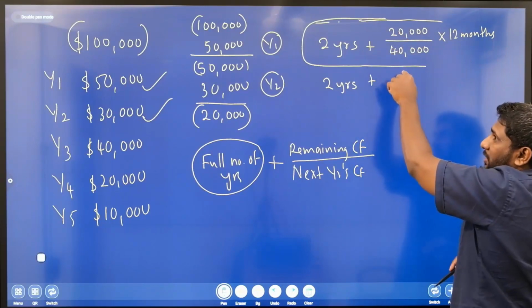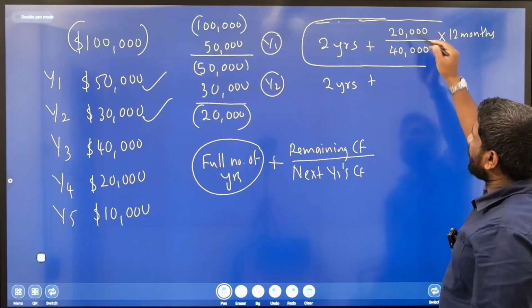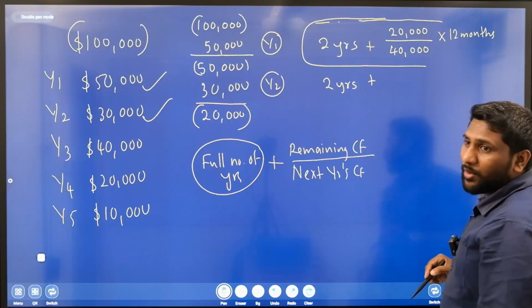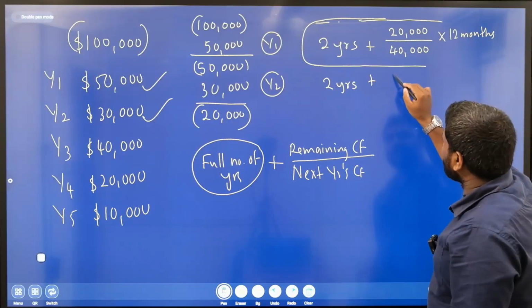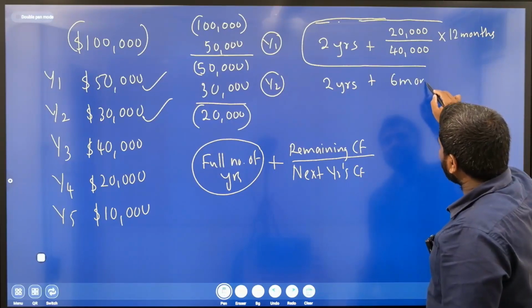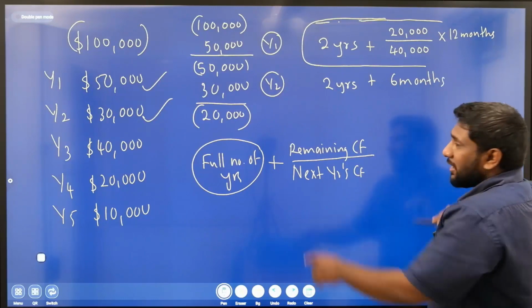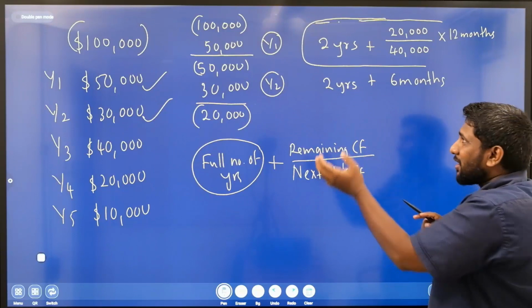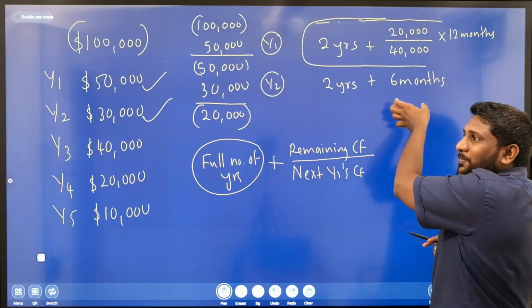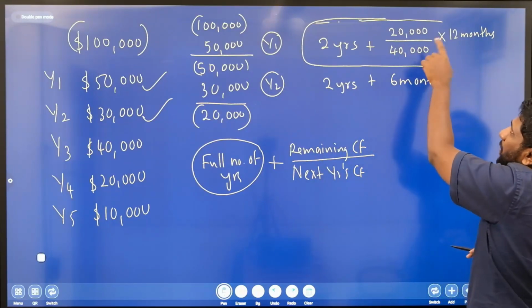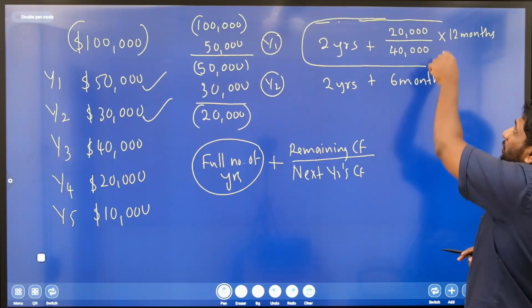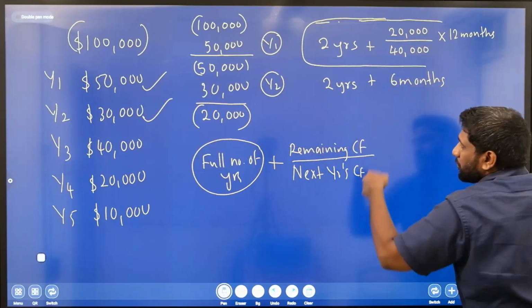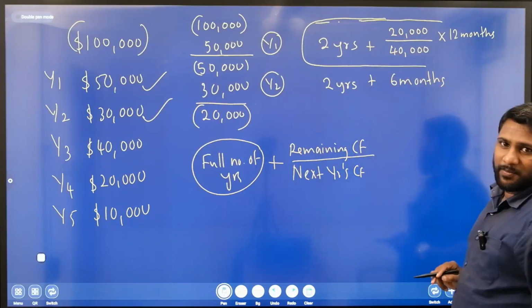Then what's the answer that you are getting? 20,000 divided by 40,000 into 12 months. Then 12 divided by 2 is 6. 6 months. So here, did we get the answer fully in years? No. A combination of years and months. So if you want the second part in months, you have to multiply this part by 12.